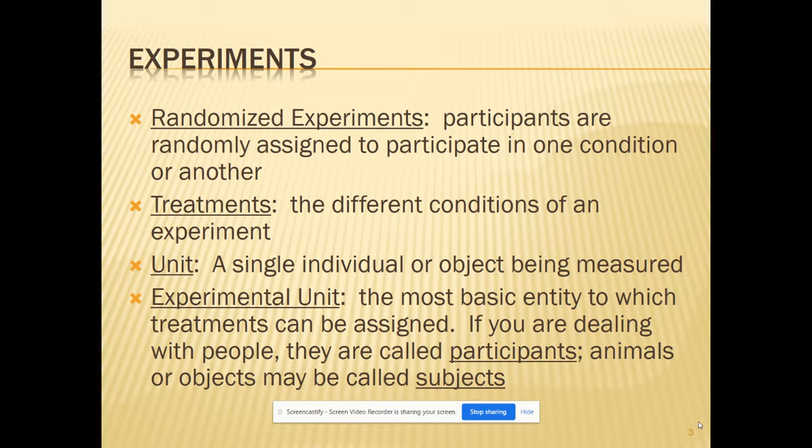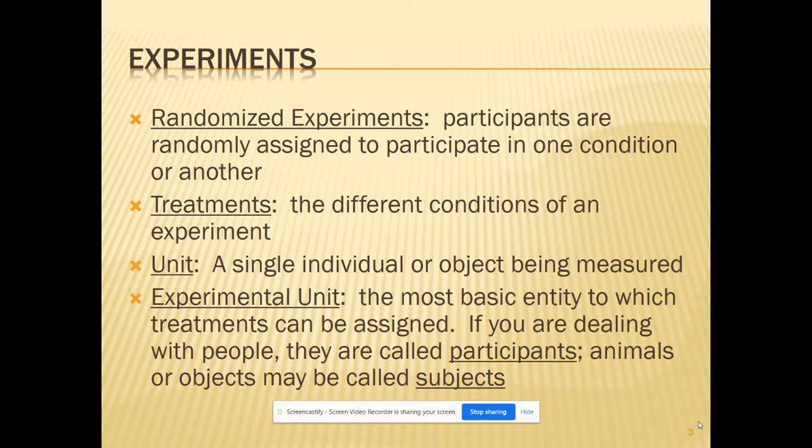So in randomized experiments, participants are randomly assigned to participate in one condition or another. For example, in our drug study, they either get the active drug or the placebo. Treatments are the different conditions of the experiment. We have our treatment condition where they get the active drug and the treatment condition where they receive the placebo. The unit is the single individual or object being measured, and an experimental unit is the most basic entity to which treatments can be assigned.